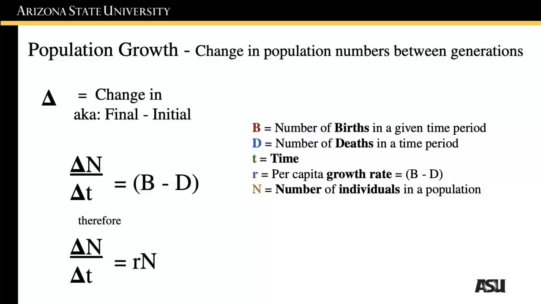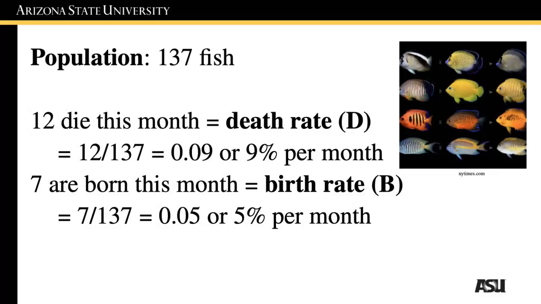So we can also say that R is the per capita growth rate, which is births minus deaths in a given time period. So if we look at delta N, or the change in number of individuals in the population, divided by the change in time, it will equal the per capita growth rate, or B minus D, times the number of individuals. So let's say we have a population of 137 fish.